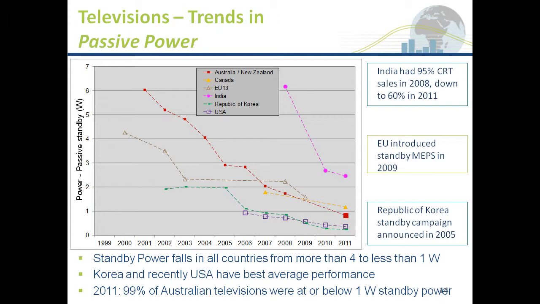Finally, the Australian television average had reached below 1 watt by 2011, and in fact at that stage 99% of televisions were performing at that level. And this Australian data set enables some extra insight into the way the improvement has occurred over the years, and that's the next slide.